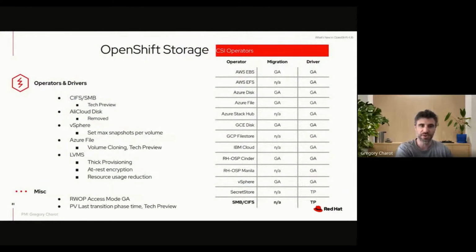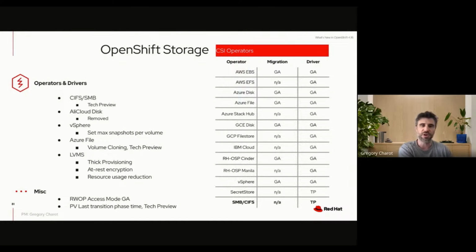Let's have a look at what's new in the storage landscape. So starting with CSI drivers, we're adding tech preview support for a very anticipated driver that allows OCP to consume Samba shares. More on this in the next slide. As we are discontinuing IPI support for AliCloud, the AliCloud CSI driver has been removed from this release. On the vSphere side now, we are adding a new capability to customize the maximum number of snapshots per volume, the default being 3 with a maximum of 32. That being said, be careful with the performance impact.